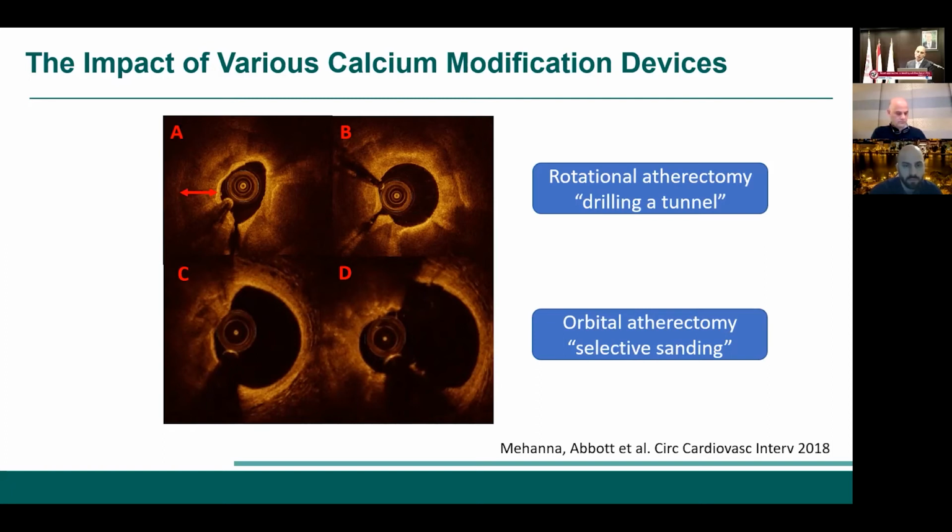And lastly, the orbital, as I told you, that selective sanding, that shaving. You can see the footprints where it passed on this bit of a nodule, a bit protruding into the lumen. You can see it in panel C, and it did its work there.